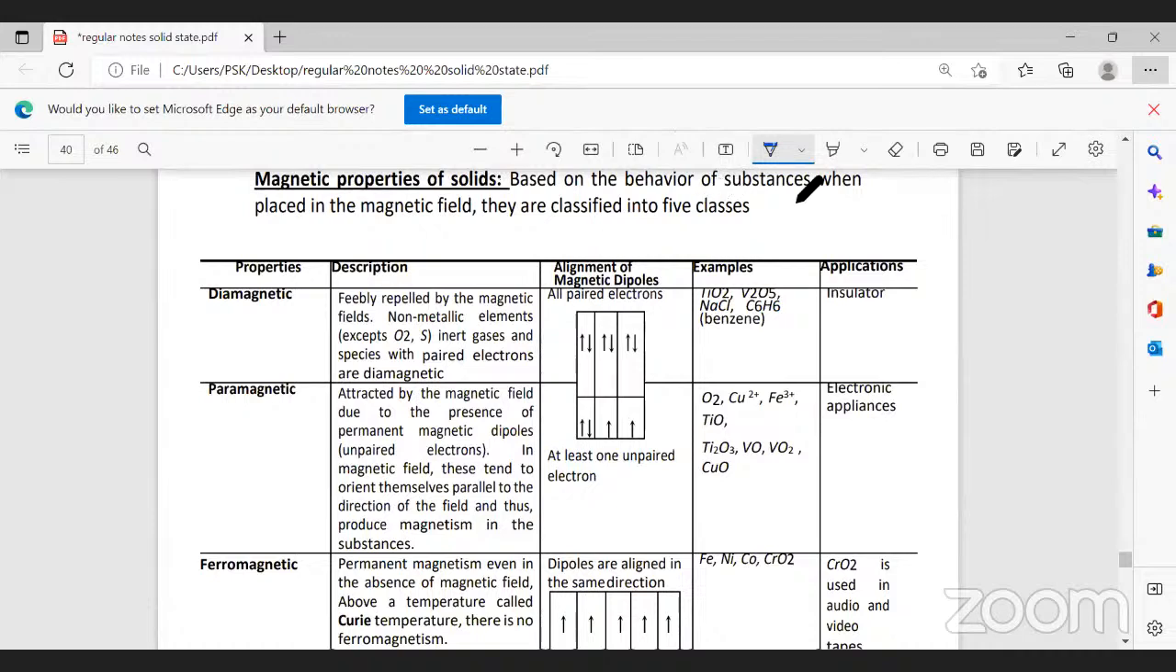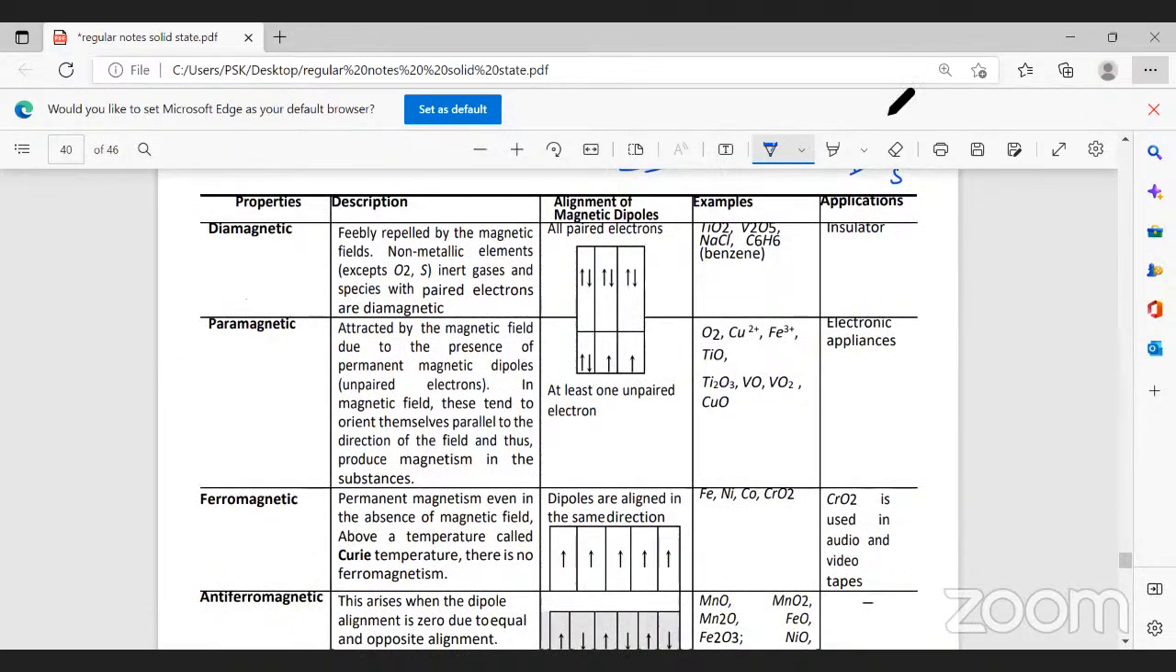Based on the behavior of a substance, when placed in the magnetic field, they are classified into 5 classes. Solids are classified into 5 classes. So if a material is placed in the magnetic field, it behaves differently. North pole and south pole, if I keep, this material behaves in different ways. How many different ways? It behaves in 5 different ways. Therefore, they are classified into 5 classes. The first one is diamagnetic.